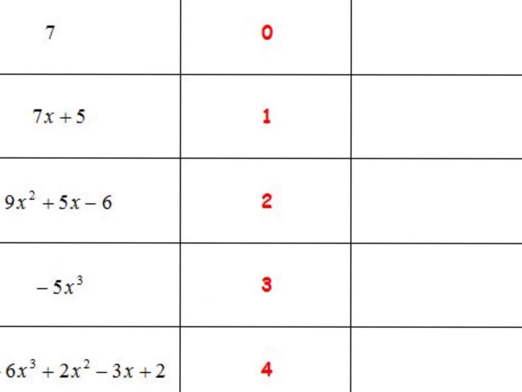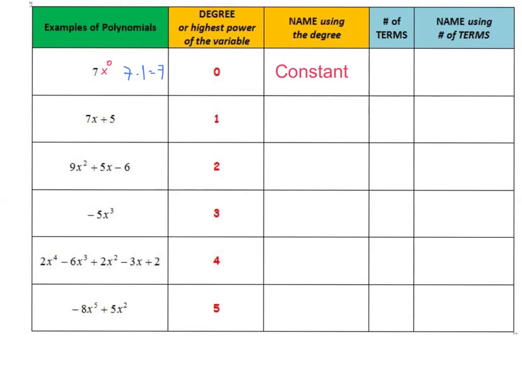So in algebra, we can consider constants, or lonely numbers, as multiplying a variable whose exponent is 0, because this is the same thing as 7 times 1, which is of course simply 7. So that's the reason why the degree is 0. So the name is simply a constant. We knew that, right? And because it has only one term, we're going to call this one a monomial.